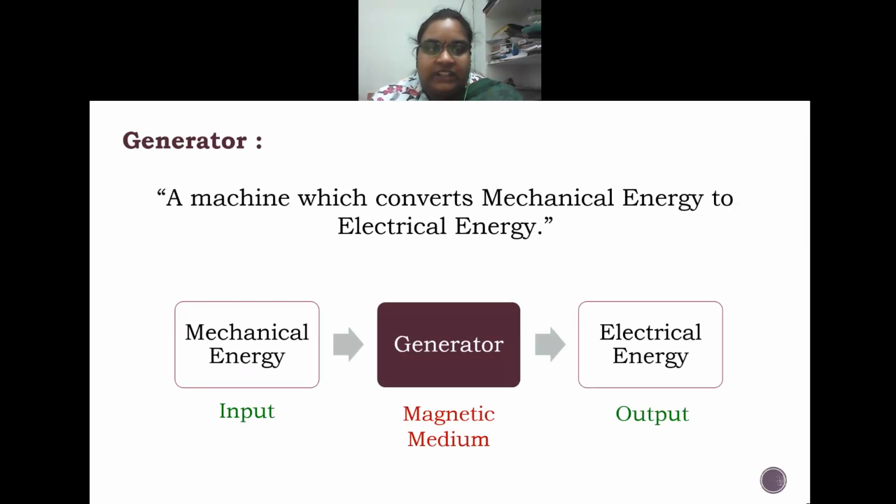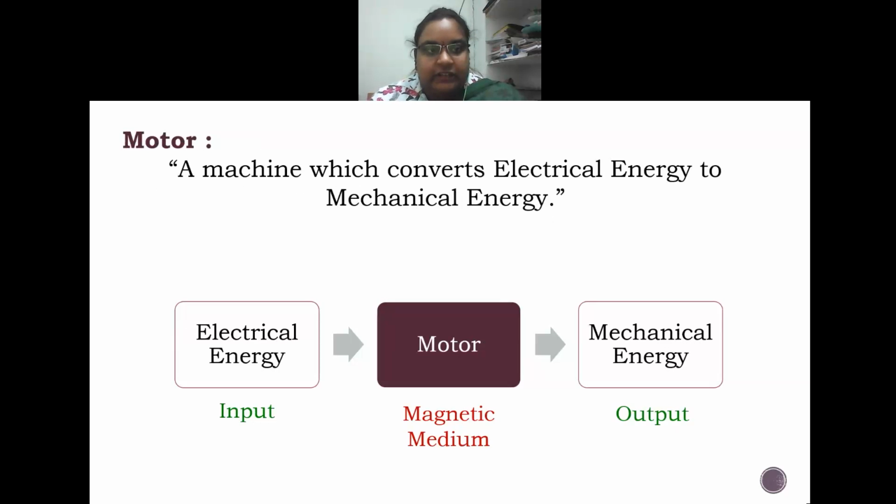Basically, we have seen what is a generator. A generator is a machine which converts mechanical energy into electrical energy, and opposite to this generator, we have a machine which is called a motor, which takes electrical energy and converts it into mechanical energy. Both these conversions take place in a magnetic medium.